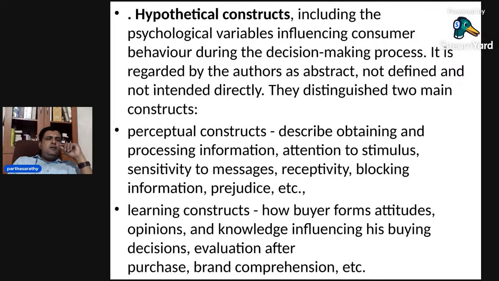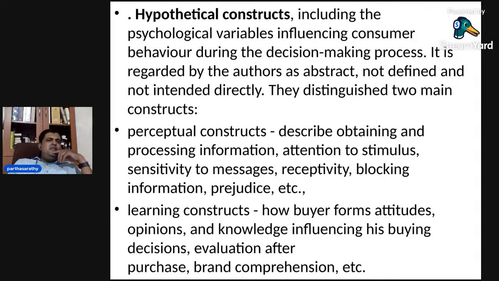Sensitivity to the message. So how well I receive the message, whether that message is really appealing to me. That needs to be taken into consideration. Next one, receptivity. I might be paying good attention, but am I able to understand that properly?